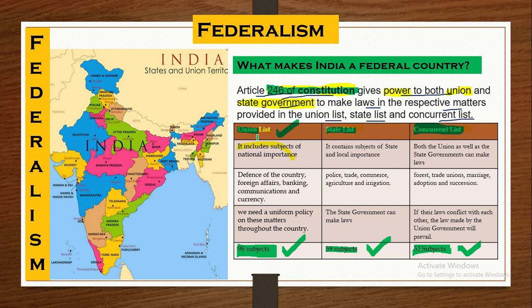So, which article provides them the power? Article 246. How are the powers divided among the union and the state governments? That is by the union list, state list, and the concurrent list. Based on the three lists, the powers are divided amongst the union government, state government, and the local governments, which is the next level we are going to learn.